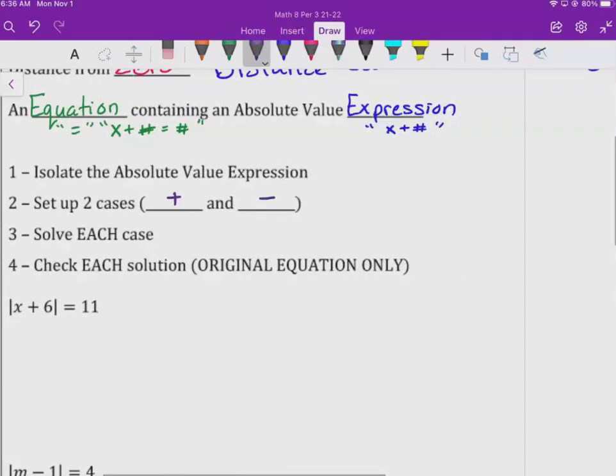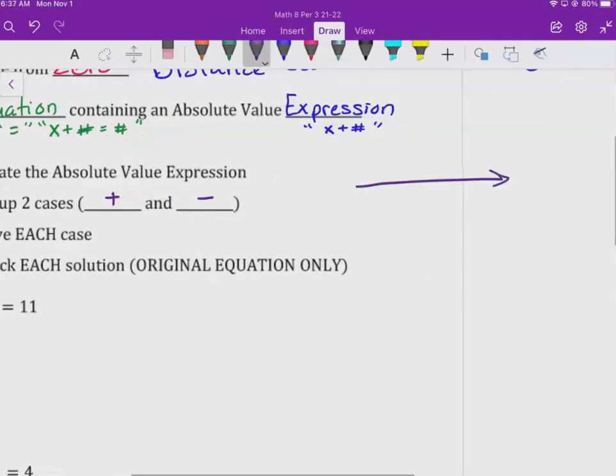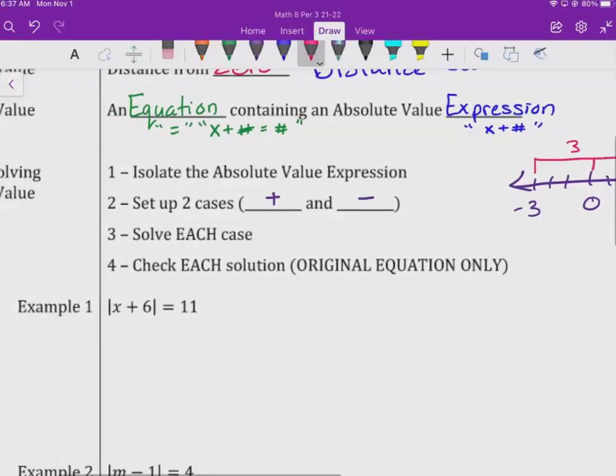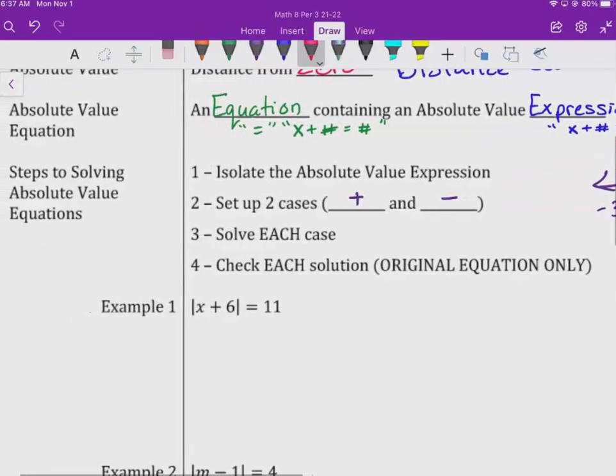Because when you look at absolute value on a number line and you say, okay, how far away from 0 is 3? Well, what else is 3 away from 0? It's negative 3. Because from here to here is 3, and from here to here is 3. Okay. Step 3, solve each case. Step 4, check each case in the original equation.